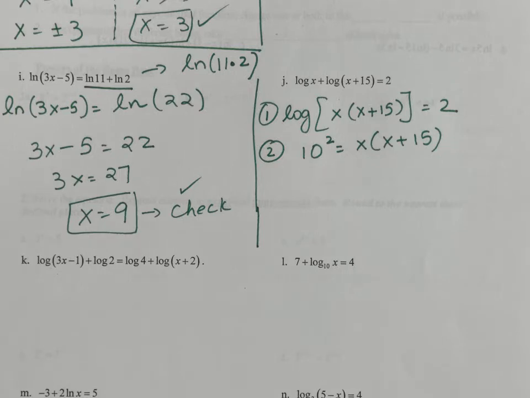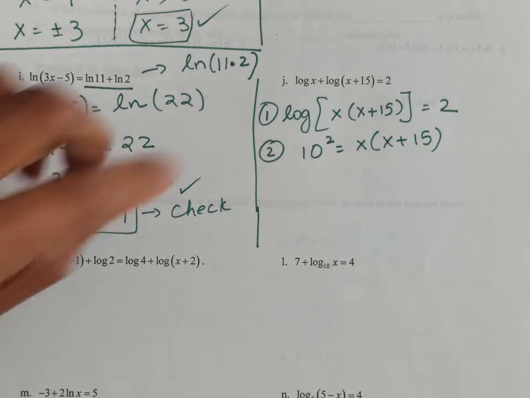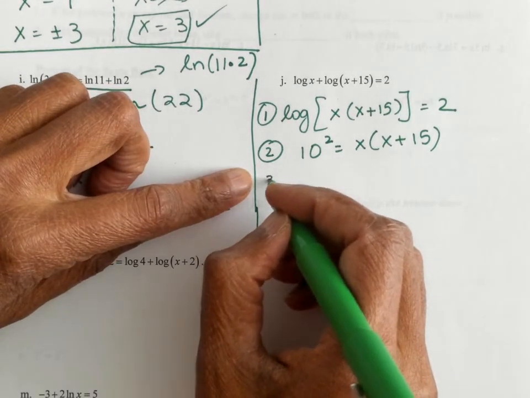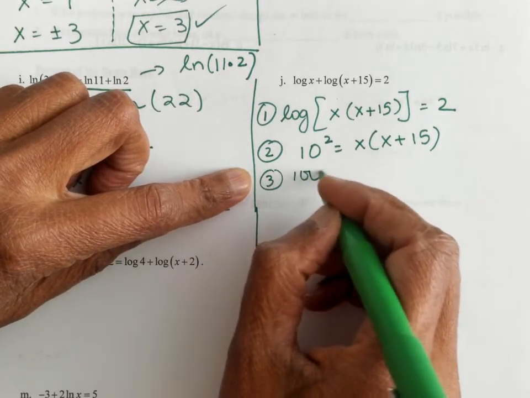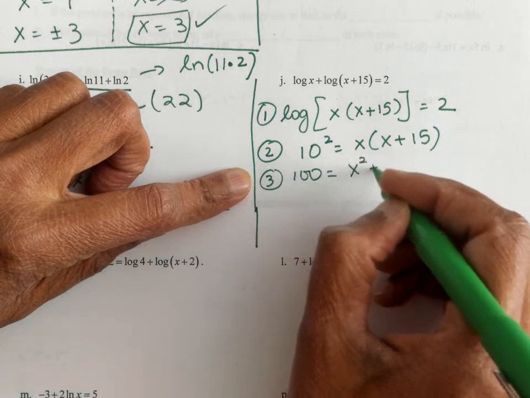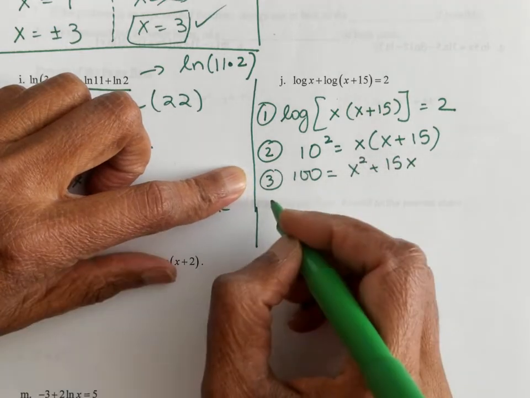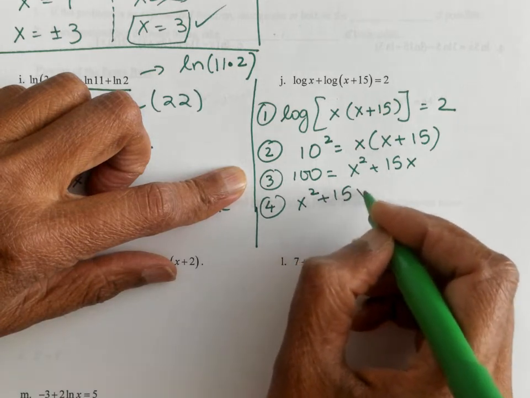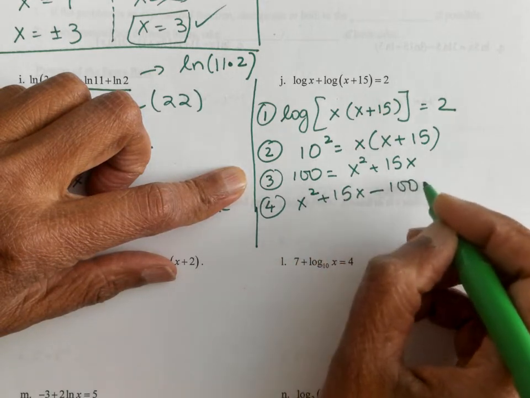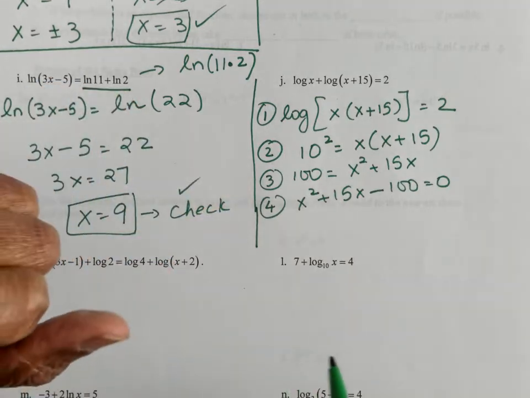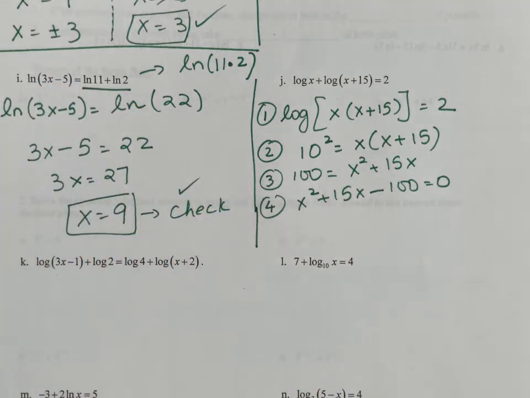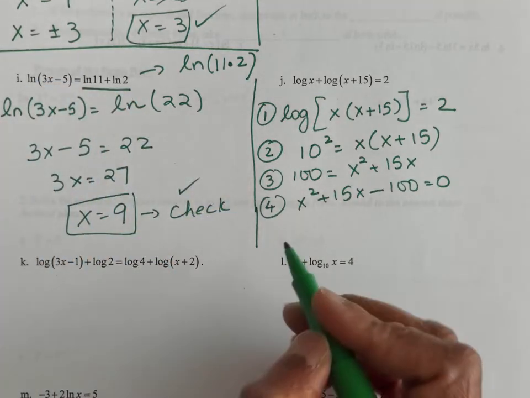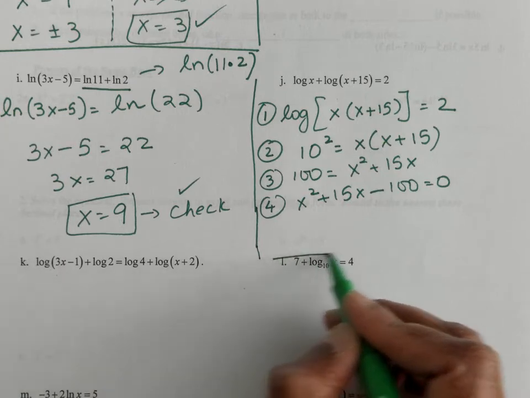You will again have a quadratic, but a slightly easier one. Factors of 100 that add up to 15.